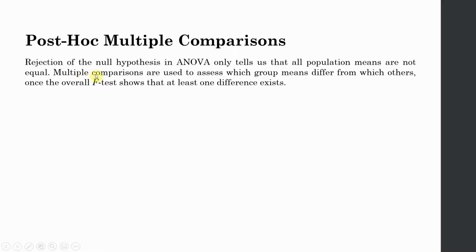But we need multiple comparisons to find out whether there are differences between, let's say, Paris and Islamabad, whether or not there are differences between Paris and London, or London and Islamabad. Now these are individual comparisons that shall be made once you reject your null hypothesis, that is, the main effects or overall effects are significant.